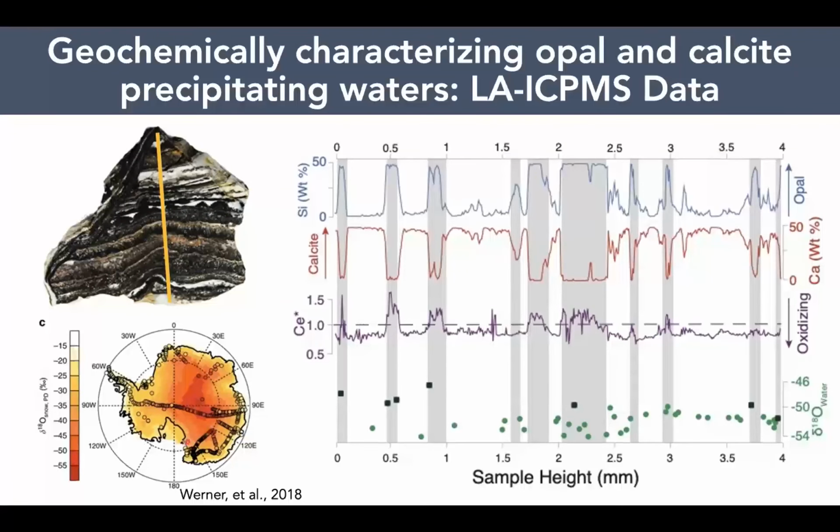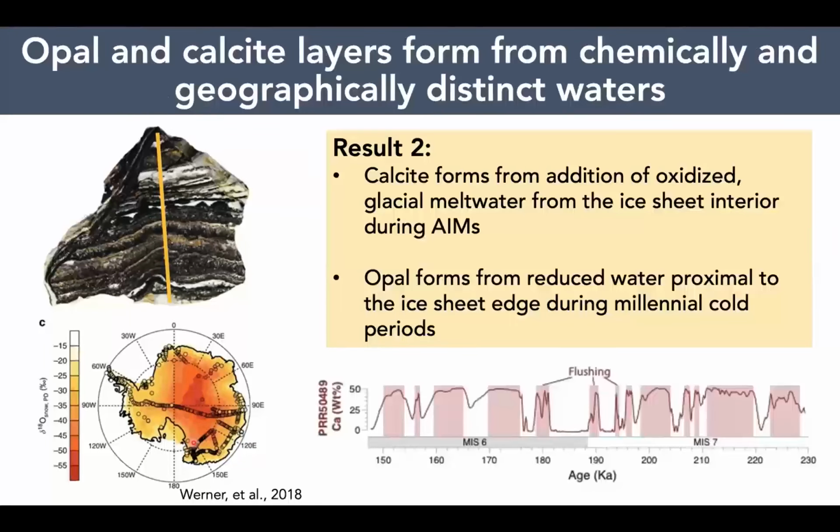Whereas opals match pretty well with the edges of the Ross Sea, in terms of ice Delta 18O values. And so this is the second result that I'm calling on: calcite forms by the addition of oxidized meltwaters that are coming from the interior, and opals form from reducing waters that are probably coming from the edge. The mechanism I'm calling on here is that AIMs are causing interior waters to flush towards the edges, whereas when you have a cold period, you're isolating these edge waters, and that's when you get opal values.